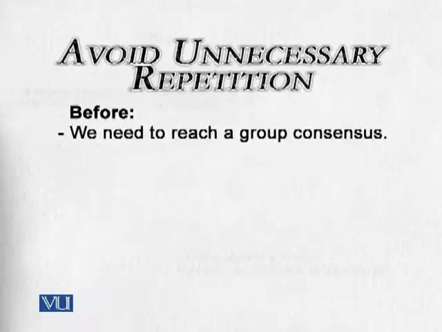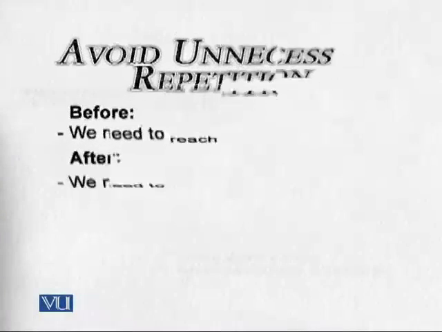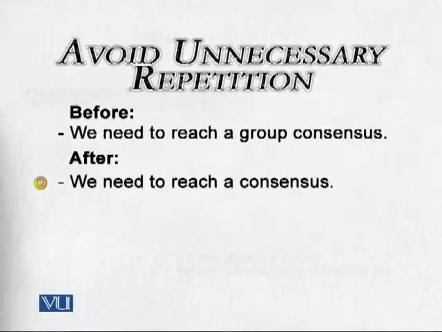Next sentence, we need to reach a group consensus. Now, please take a look. We need to reach a group consensus. And of course, consensus is always group. So why use an adjective which serves no purpose? So delete group and the sentence will be concise and obviously correct as well. We need to reach a consensus.